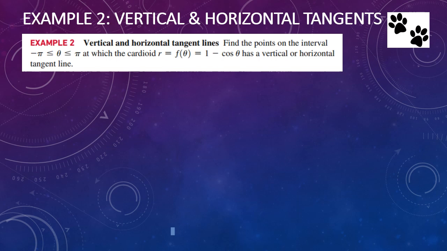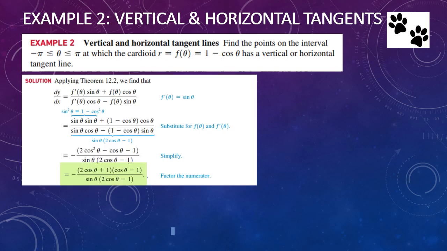Find the points on the interval negative pi is less than or equal to theta is less than or equal to pi. Okay, so we're talking about, that's interesting, we're talking about the whole 4 quadrants, but they've defined it around the origin. And that's fine, but notice negative pi would be negative 180, and pi, of course, is positive 180. So we are still looking at all 4 quadrants, at which the cardioid r equals f of theta is equal to 1 minus cosine theta, and we're trying to find the points where it has a vertical or horizontal tangent line.